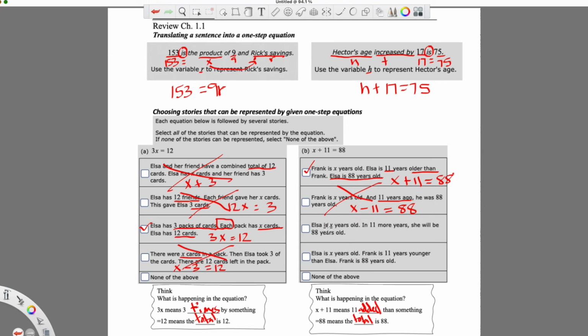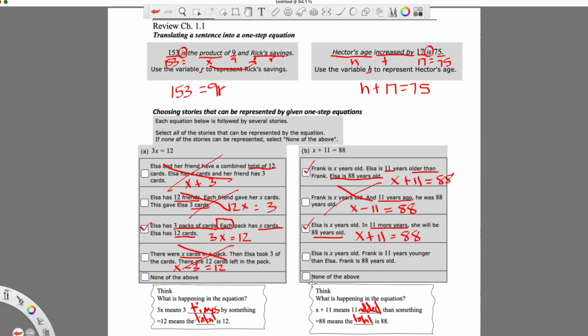Eliza is X years old. In 11 more years, she will be 88 years old. So right now, she's this old. 11 more years. So I'm going to add 11 to that, and I'm going to get 88, because that's her total here. So this one also works.